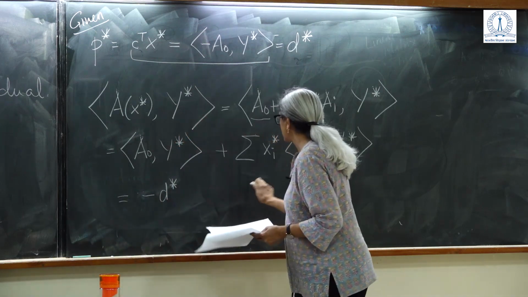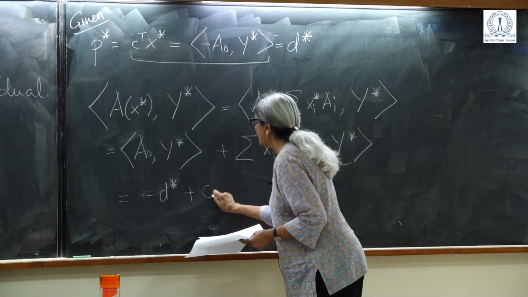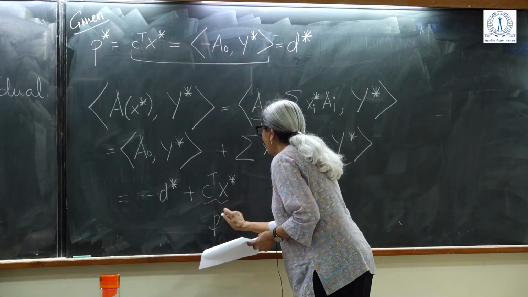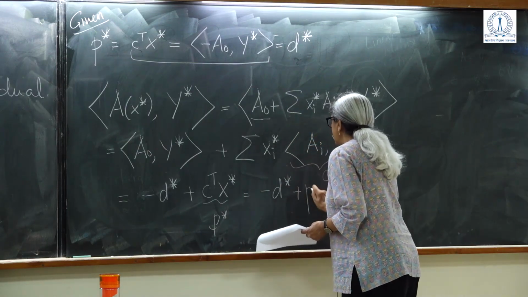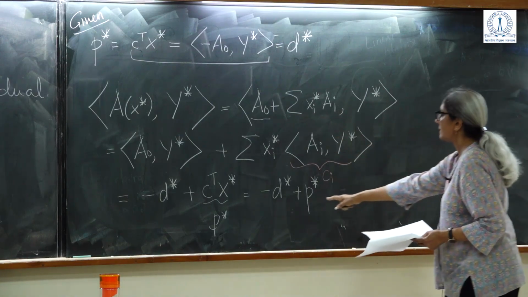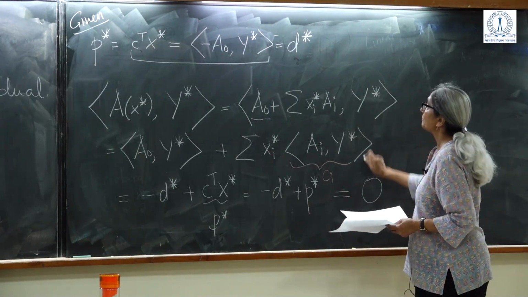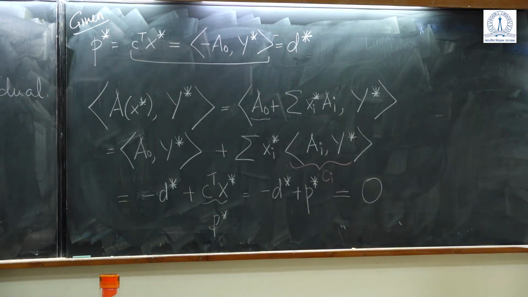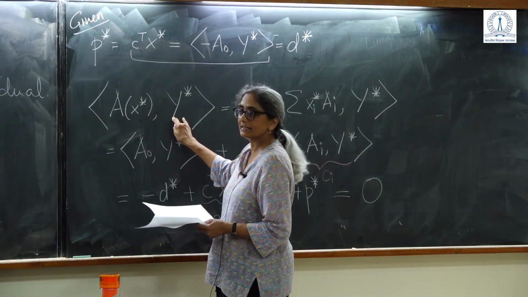So this is equal to minus D star, and then the sum of Ci times Xi star, which is C transpose X star, and that is P star. So altogether we have minus D star plus P star. So that inner product is minus D star plus P star. But what is that? That's 0, because we are assuming P star and D star are the same. So it tells you that the inner product of this pencil with this is 0.